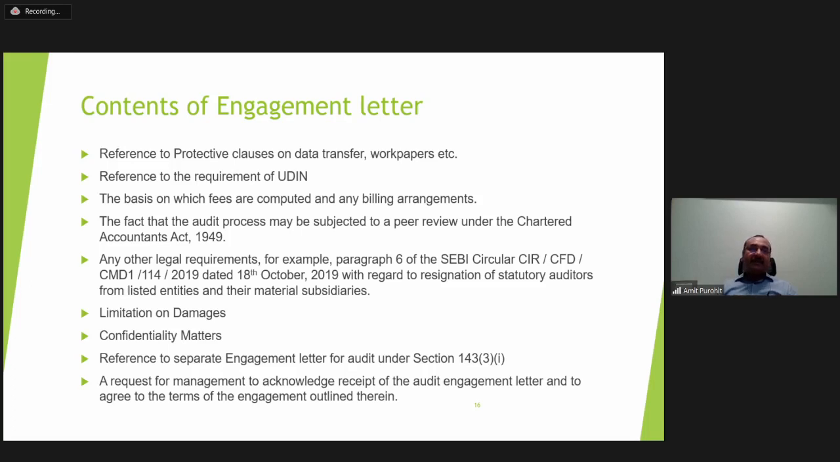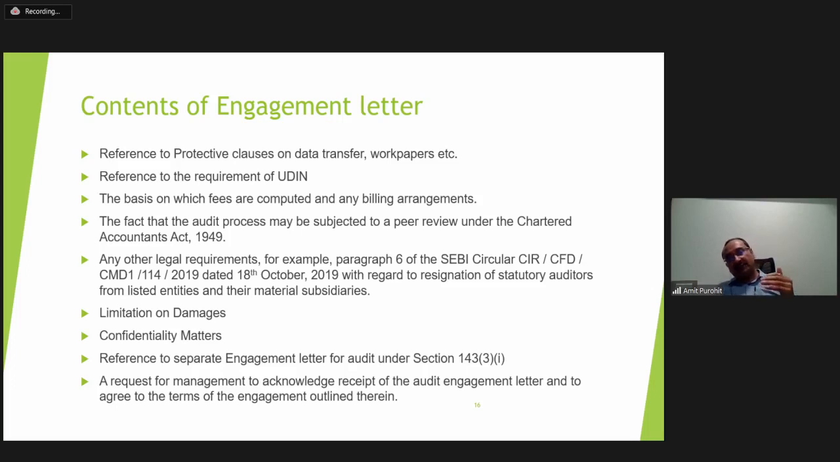Then any other legal requirements, like SEBI requirements regarding resignation of the statutory auditors from listed entities. So friends, in the case of listed entities, this particular paragraph has to be there in the engagement letter. I would also like to draw the attention of the members that there is an implementation guide from the Institute on the resignation of statutory auditors. So please keep the requirements of the processes or procedures which the auditor has to follow from the implementation guide along with the regulatory requirements. Then limitation on damages, confidentiality matters, and reference to a separate engagement letter for audit under section 143(3)(i).